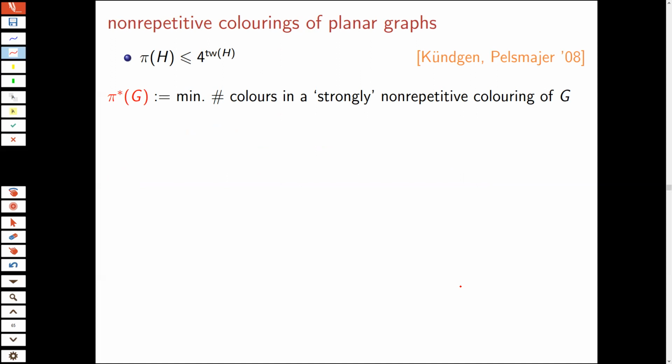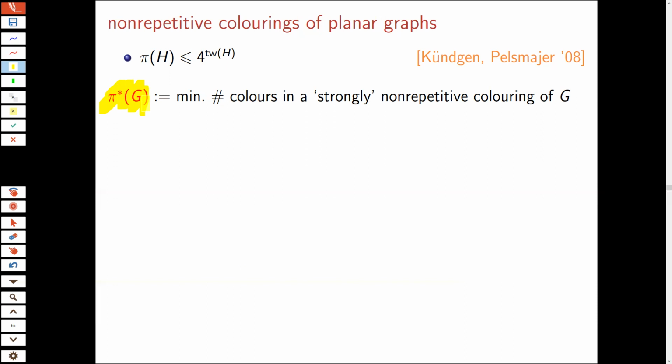So here's how you prove it. The planar graph product structure theorem describes planar graphs in terms of bounded tree width graphs. So the first ingredient is you need to know whether bounded tree width graphs can be non-repetitively colored. And Kündgen and Pelsmajer did that for us. They showed that the non-repetitive chromatic number is at most 4 to the power of the tree width of your graph. And then we defined something called strongly non-repetitive, and I'm not going to say what it is because you don't really need to know, but it's a slight strengthening of non-repetitiveness.